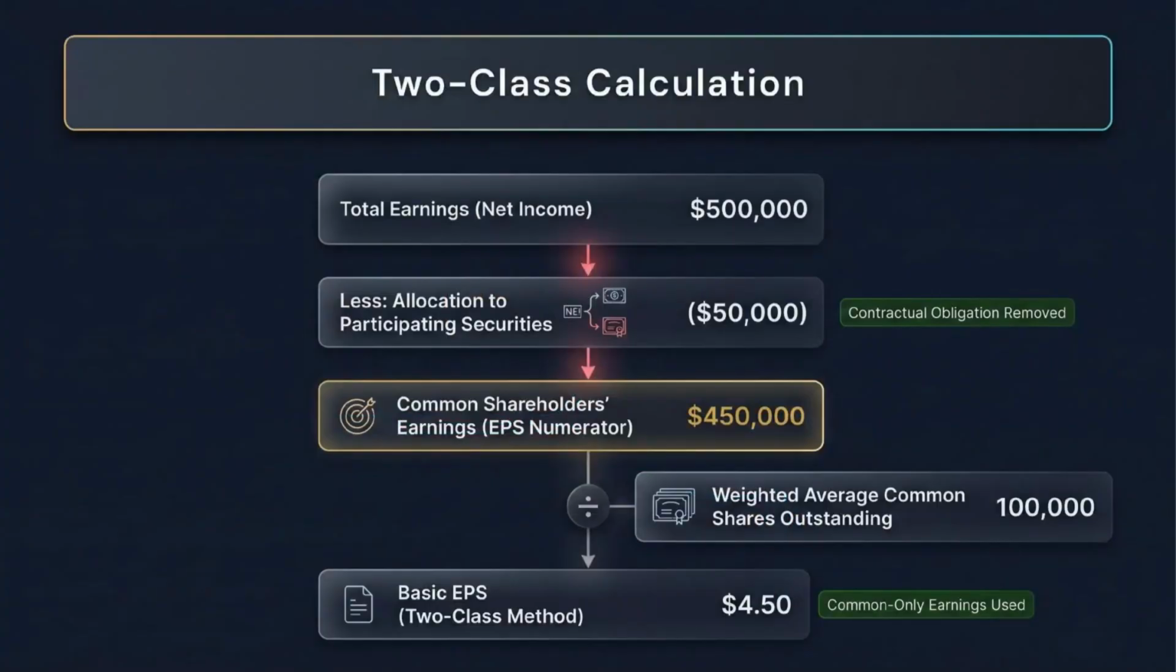The calculation shows the effect clearly. Start with total earnings of $500,000, subtract $50,000 allocated to participating securities. Common shareholders' earnings are $450,000. Divide that by 100,000 common shares, and basic EPS under the two-class method is $4.50. If we use the full $500,000, EPS would be overstated at $5.